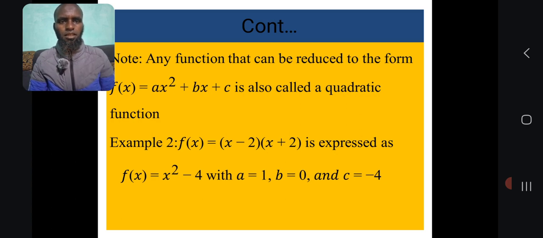Note, any function that can be reduced to the form f of x equals ax squared plus bx plus c is called a quadratic function. If you see the second example, f of x equals x minus 2 times x plus 2 is expressed as f of x equals x squared minus 4, with a equals 1, b equals 0, and c equals minus 4. So this is one of the functions.